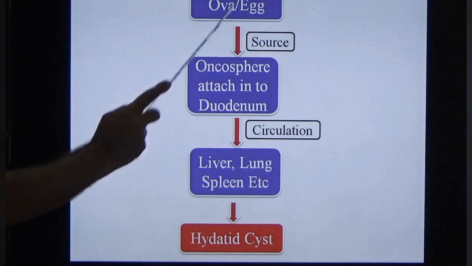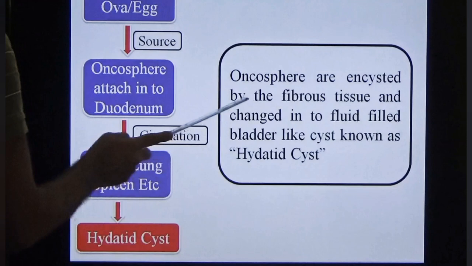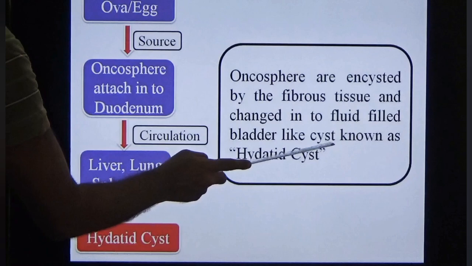So what is a hydatid cyst? The hydatid cyst is the oncosphere. The oncospheres are encysted by fibrous tissue and changed into a fluid filled, bladder like cyst known as the hydatid cyst. Okay, so let me study in detail.